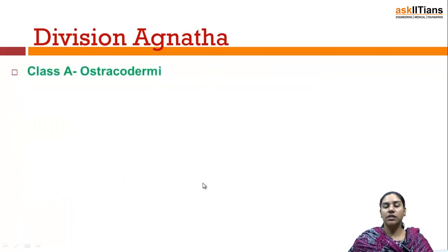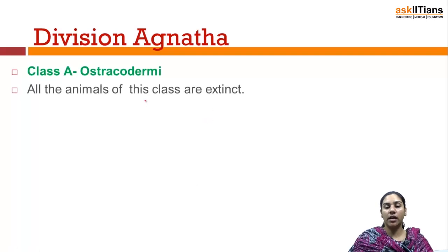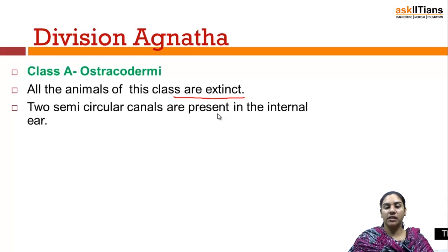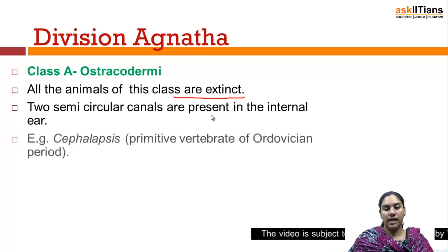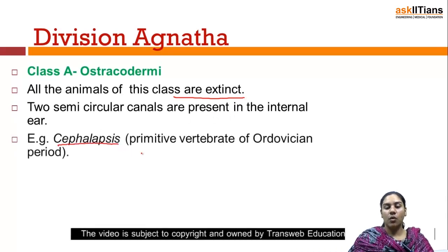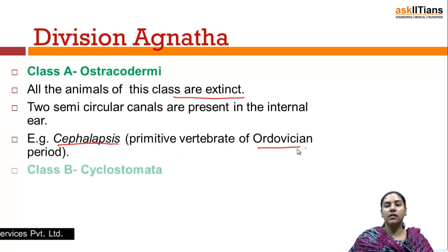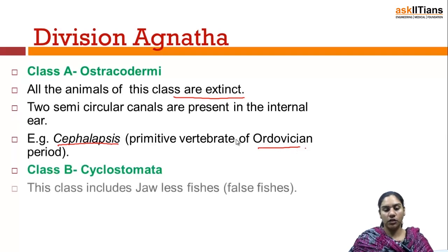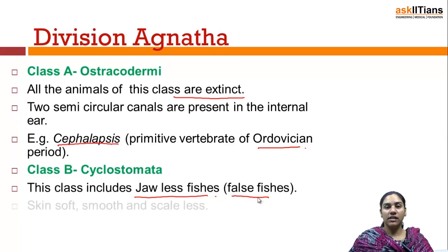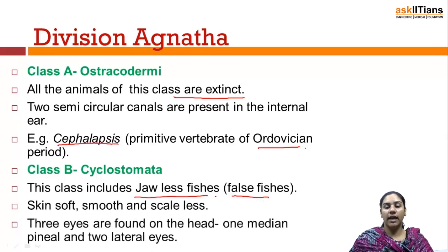The first class of the division Agnatha is the class Ostracodermi. In this class, all the animals are extinct. Two semicircular canals are present in the internal ear, and examples include Cephalaspis, which is a primitive vertebrate of the Ordovician period. The next class is the Cyclostomata, and this class includes all the jawless fishes. So these are the false fishes. The skin is soft, smooth and scaleless, and three eyes are found on the head, one median pineal and two lateral eyes.